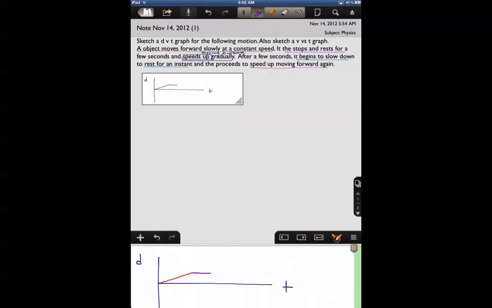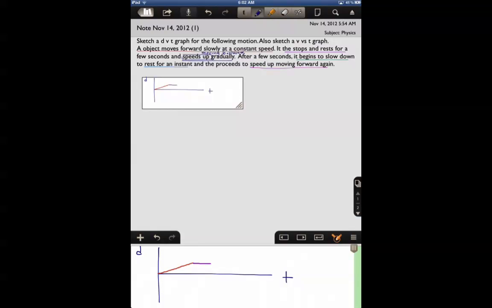This object then speeds up, moving backwards gradually. So to me, gradually was meant to show that it speeds up, but not super quickly. Speeding up means my line will no longer be straight, but in this case, the line needs to have increasing steepness because the speed is increasing. So I'm going to end up with a line that is parabolic, curved, and not too curved, sort of a moderate curve.